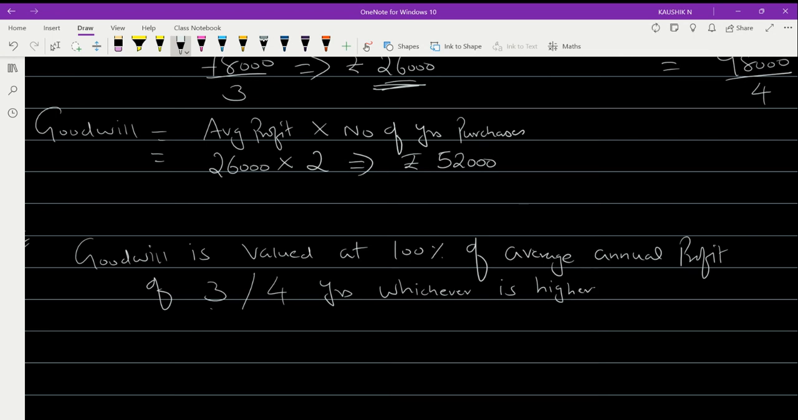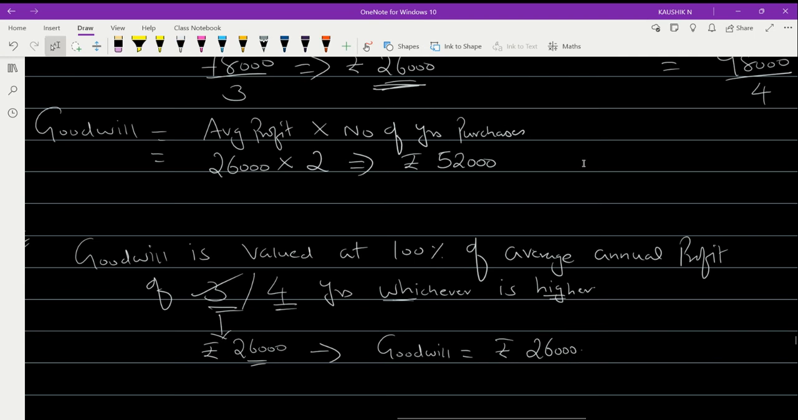Now there is a condition: 3 years or 4 years average, whichever is higher. In that case, 3 years was highest. And what was the value for 3 years? For 3 years, I got rupees 26,000 as my average profit. So 100 percentage value is 26,000. Therefore, my goodwill will be rupees 26,000. Am I making sense to you?